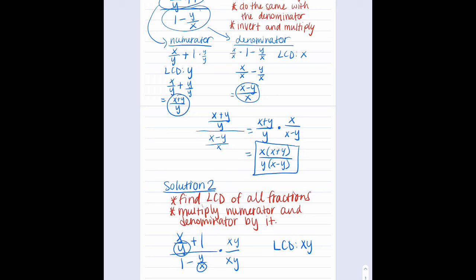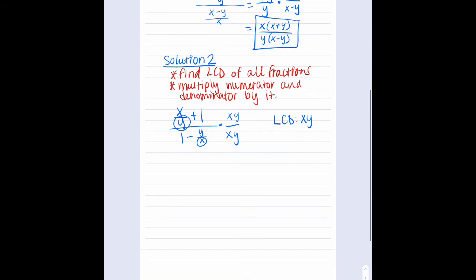Okay, so now when we multiply the top times xy, we're going to get x times xy, which is x squared y over y, plus xy. Then on the bottom, we're going to get xy minus xy squared over x. And then stuff cancels. That's why the least common denominator works. So this fraction goes away, and this fraction down here goes away. So actually it's going to be x squared plus xy on the top, and the bottom is xy minus y squared.